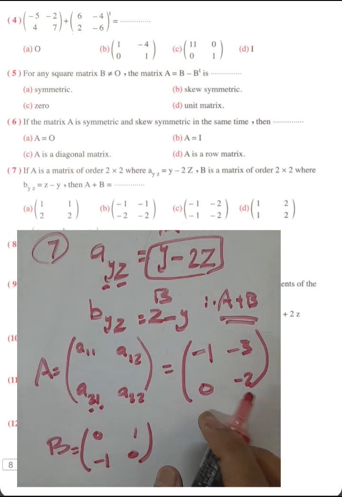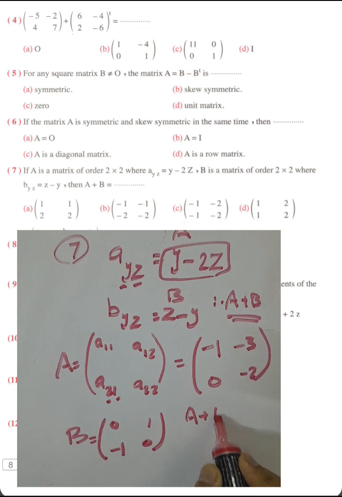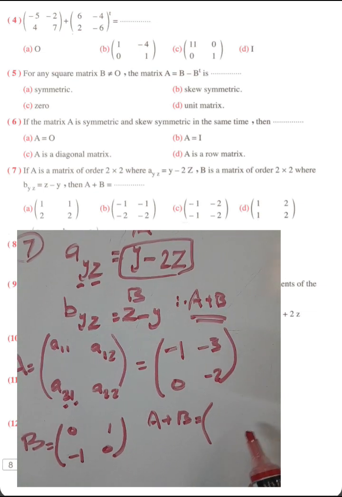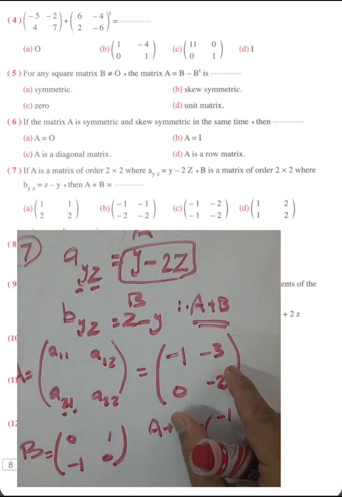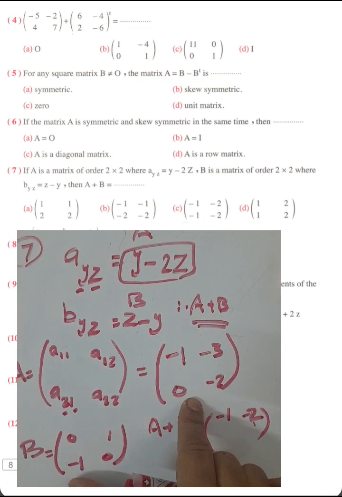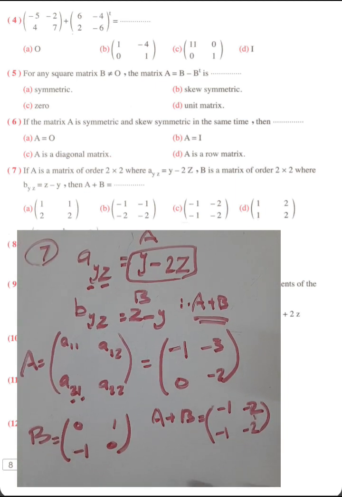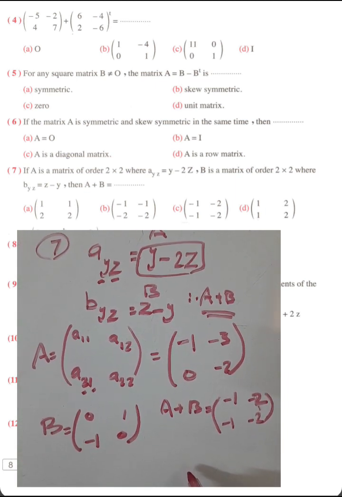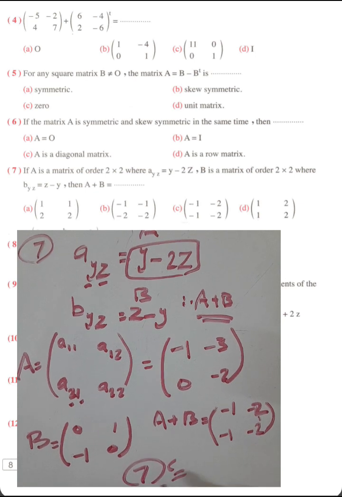We have matrix A and matrix B. You want to find what? Matrix A plus matrix B. Okay, you must add them. Negative 1 plus 0, it will be negative 1. Negative 3 plus 1, negative 2. 0 plus negative 1, it will be negative 1. Negative 2 plus 0, it will be negative 2. It's matrix A plus B. Choose letter C for question 7. It's letter C, okay?